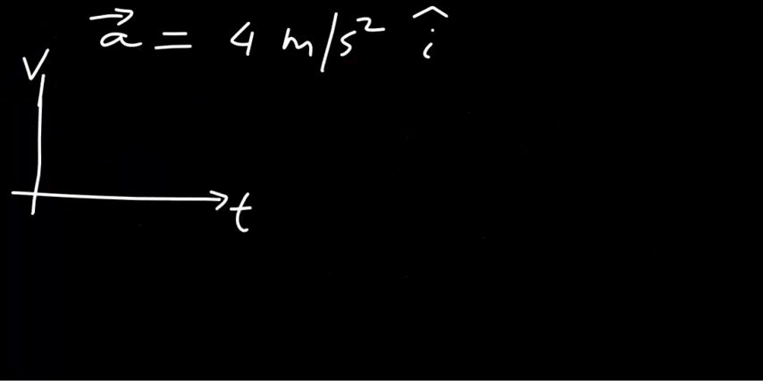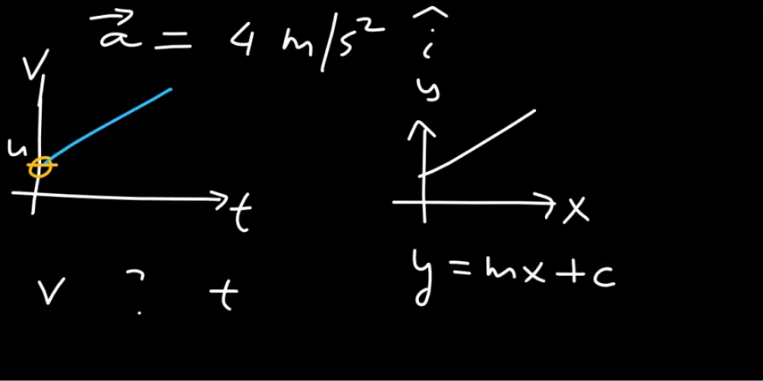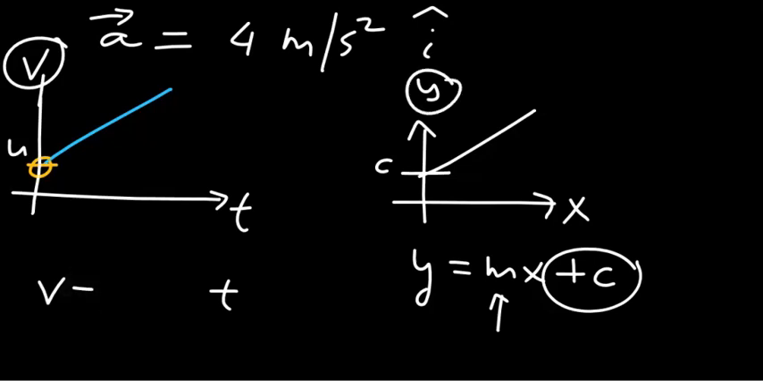So a general v-t graph for a positive acceleration would look something like that. At t equals 0, let's say the object is moving at some initial speed, you can call that u. Then how do we express v in terms of t? We know from straight line equations, let's say y versus x, and you have a line like that, the general form for y is y equals mx plus c, where c is the intercept, namely that point, and m is the slope. So in this case, your v is like your y, and your t is like your x.